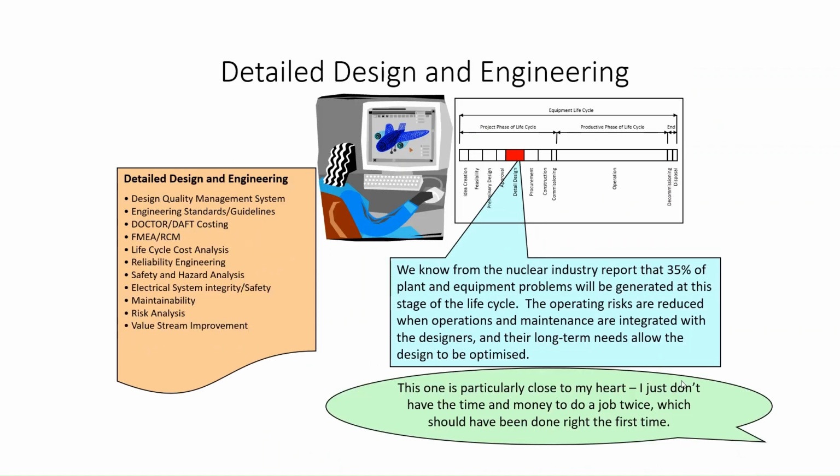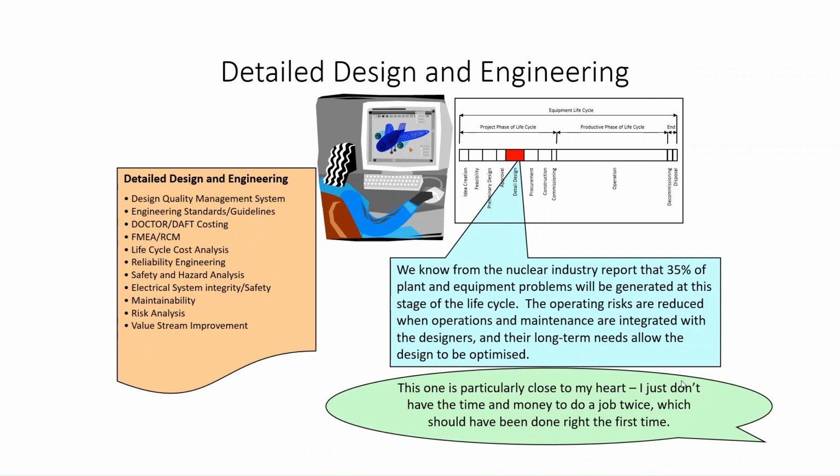Detailed design and engineering. Design quality management system. Engineering standards/guidelines. Draft costing. FMEA/RCM. Life cycle cost analysis. Reliability engineering. Safety and hazard analysis. Electrical system integrity/safety. Maintainability. Risk analysis. Value stream improvement. We know from the nuclear industry report that 35% of plant and equipment problems will be generated at this stage of the life cycle.